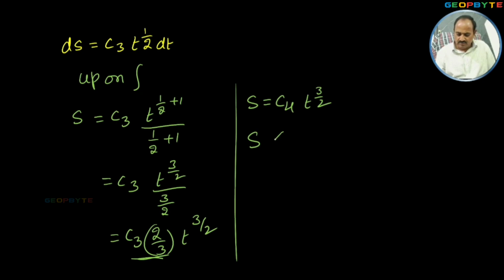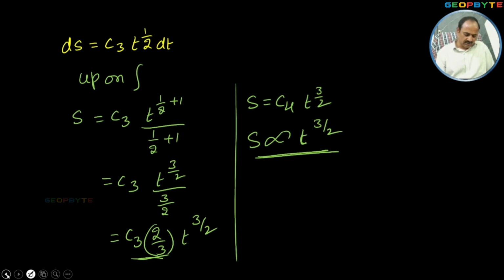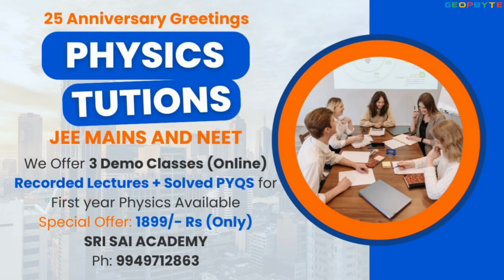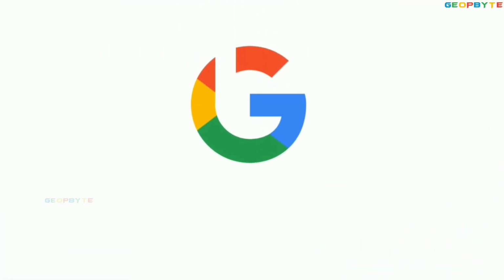From this I can conclude that the displacement is proportional to t power 3 by 2. That is the answer. S is proportional to t power 3 by 2. Look at the options. Option B is absolutely correct. Understood clearly? Yes.